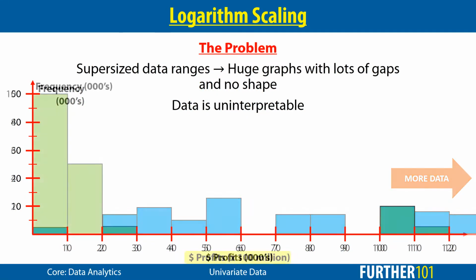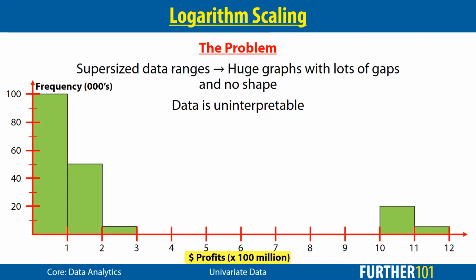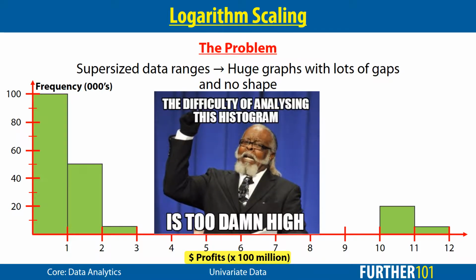And when you try to shorten your x-axis with wider intervals, you're left with a few intervals with lots of data inside of them, whilst the rest have nothing. In either case, there's no shape to the histogram, and it's way too hard to interpret.